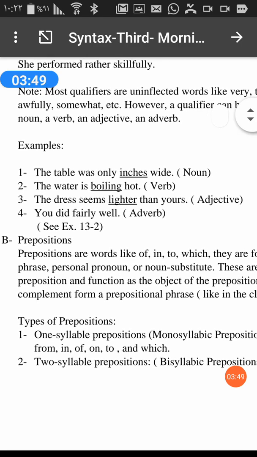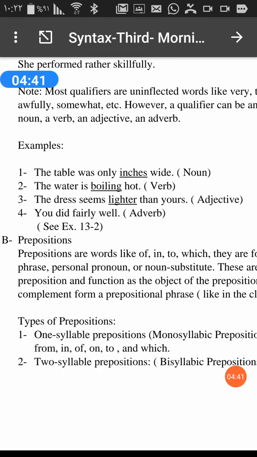Sometimes the qualifier could be an adjective, as in example number 3, the dress seems lighter than yours. Here, lighter is an adjective, it is a comparative degree. Light, lighter, lightest. So here, lighter functions as a qualifier, although it is an adjective, because it comes before yours. Well, finally, a qualifier could be an adverb, like fairly. You know, fairly is an adverb. So here, because fairly comes before another adverb which is well, it functions also as a qualifier.